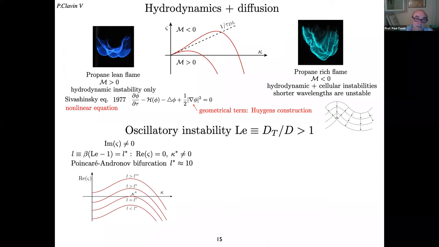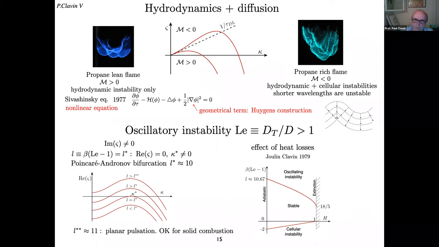It turns out that when looking for a sufficiently large Lewis number, we obtained with Guy Joulin an oscillatory instability. I will not go into the detail, but this is called planar pulsation, where the planar flame is unstable and pulsates. And this was observed in typical combustion of solids. And with Guy Joulin, we obtained in 1979 a full description of this oscillatory instability.